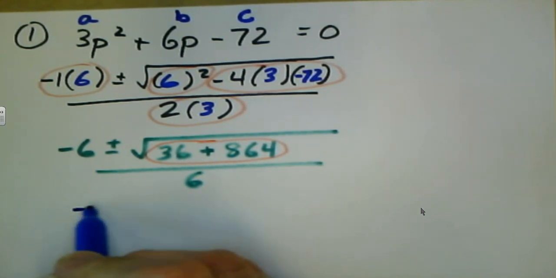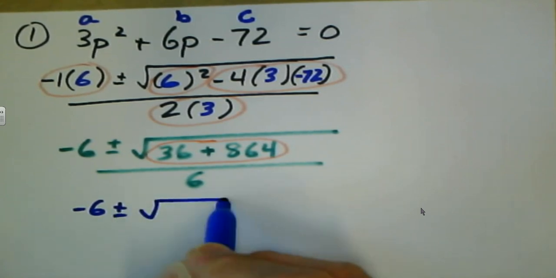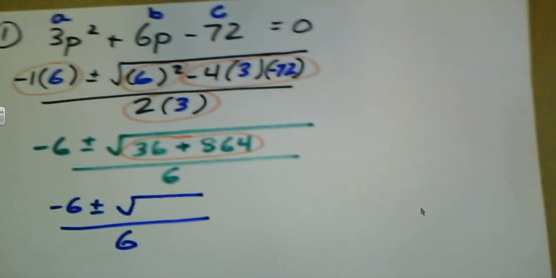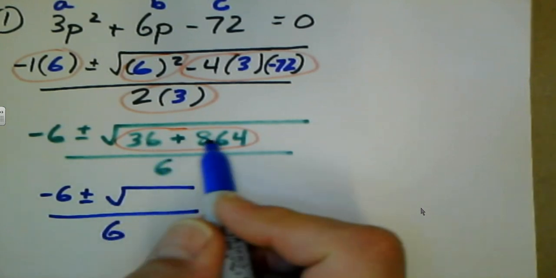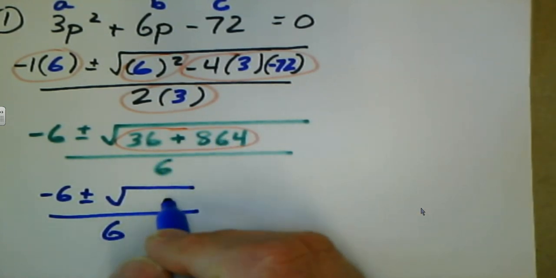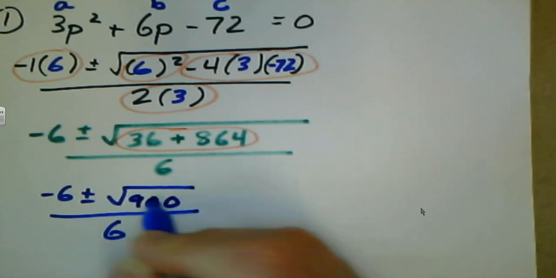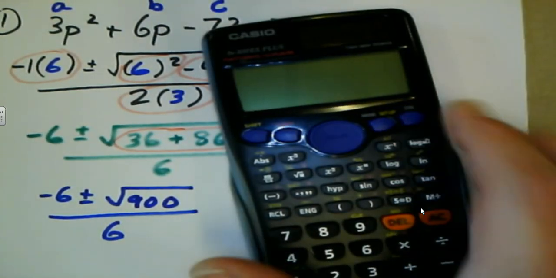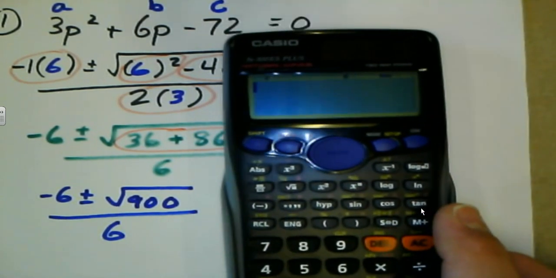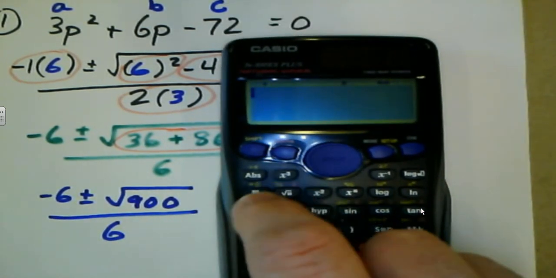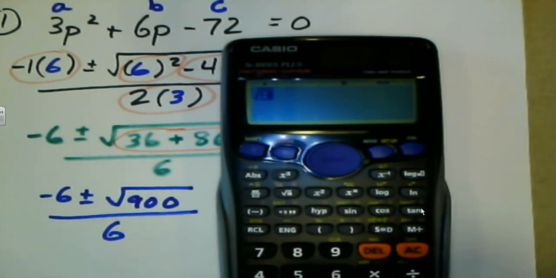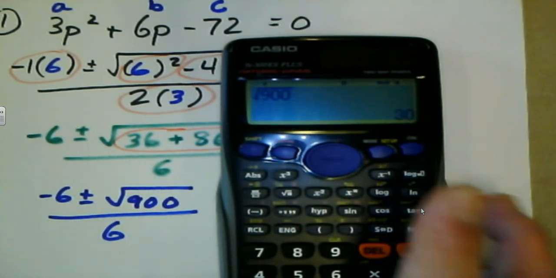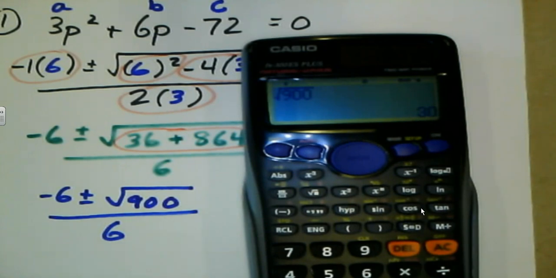So what is 36 plus 864? 900. Now, what I want you to do in your calculator is take that. It's going to come out different. These actually are going to be easier for you. Square root of 900. And I hit equals, and what happens? Oh, that one shouldn't be. Oh, you know what? I lied. These are easy. These are the same.